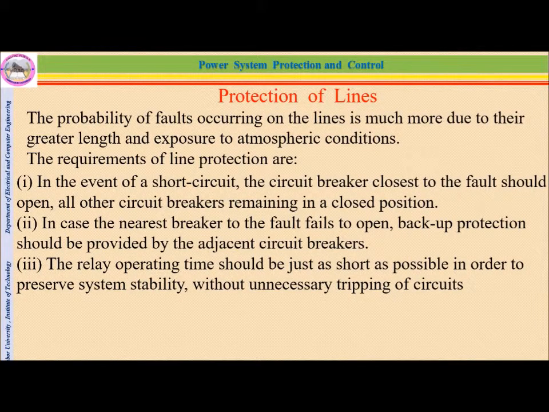In case the nearest breaker to the fault fails to open, by any means, backup protection should be provided by the adjacent circuit breaker. What is backup protection? Backup protections are the alternative protection mechanisms used when the main relay or the main circuit breaker cannot open the faulty part.